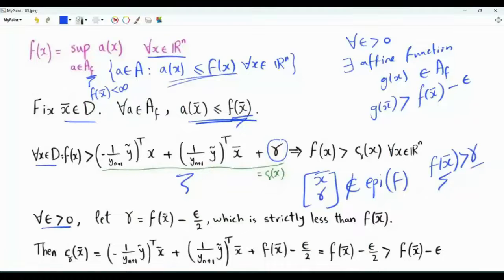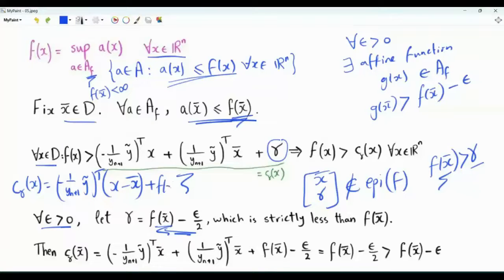For every epsilon, we can choose gamma to be f of x bar minus epsilon over 2. This is strictly less than f of x bar. So we have an affine function, c gamma of x, and this affine function has these two terms, so minus 1 over y n plus 1, y tilde, all transpose times x minus x bar. And then we can set gamma equal to f of x bar minus epsilon over 2. What is the value of this function at x bar? If x is equal to x bar, this is 0. And the value of the affine function is f of x bar minus epsilon over 2, the value that we gave to gamma. And this is strictly greater than f of x bar minus epsilon.